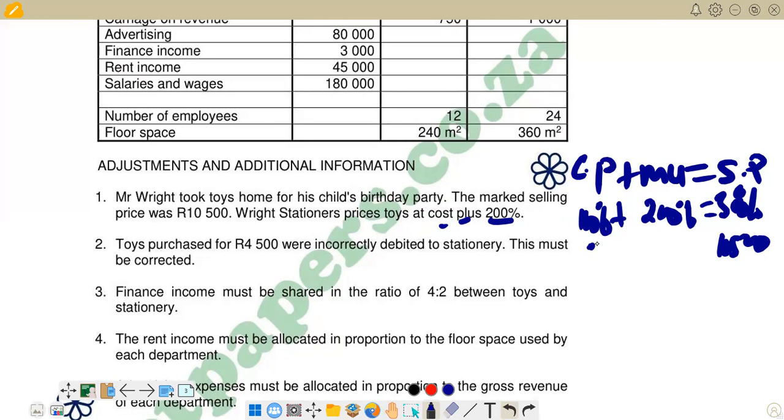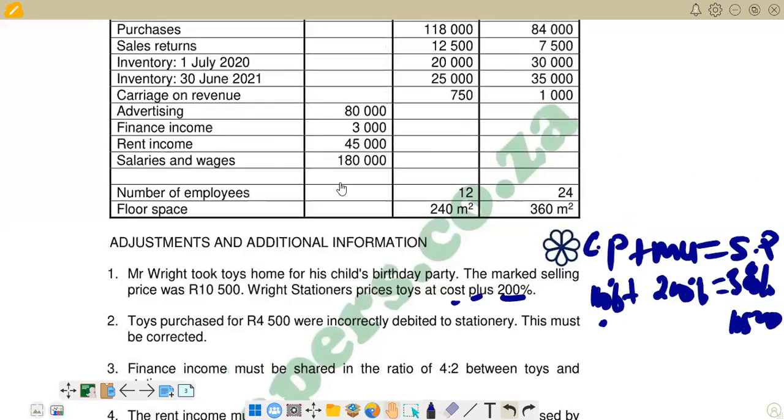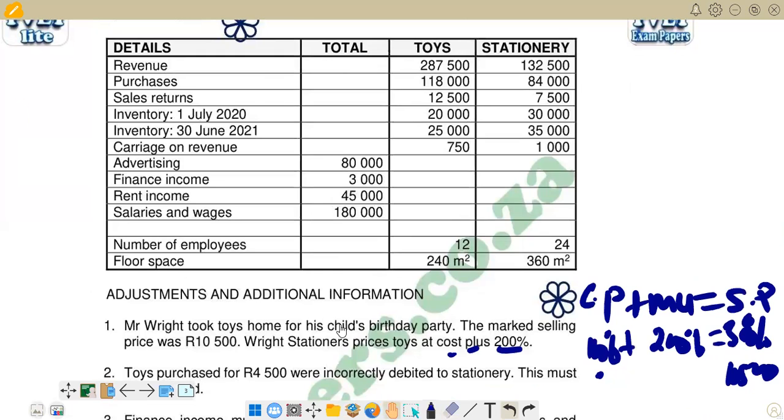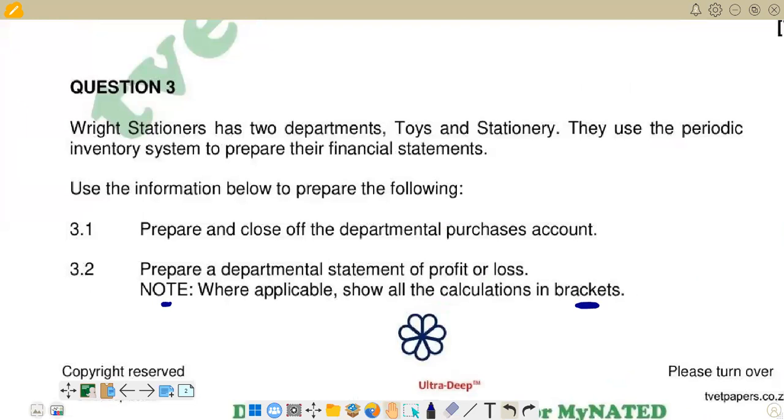Because these are drawings, it means these goods are going to be taken from the inventory that we have. And remember, the inventory is being replaced by the purchases account here, because it's a periodic inventory system. If you go to the beginning of the question, you'll see it says periodic inventory system. So whenever it's periodic, any adjustments to the movement of inventory are made in the purchases account.